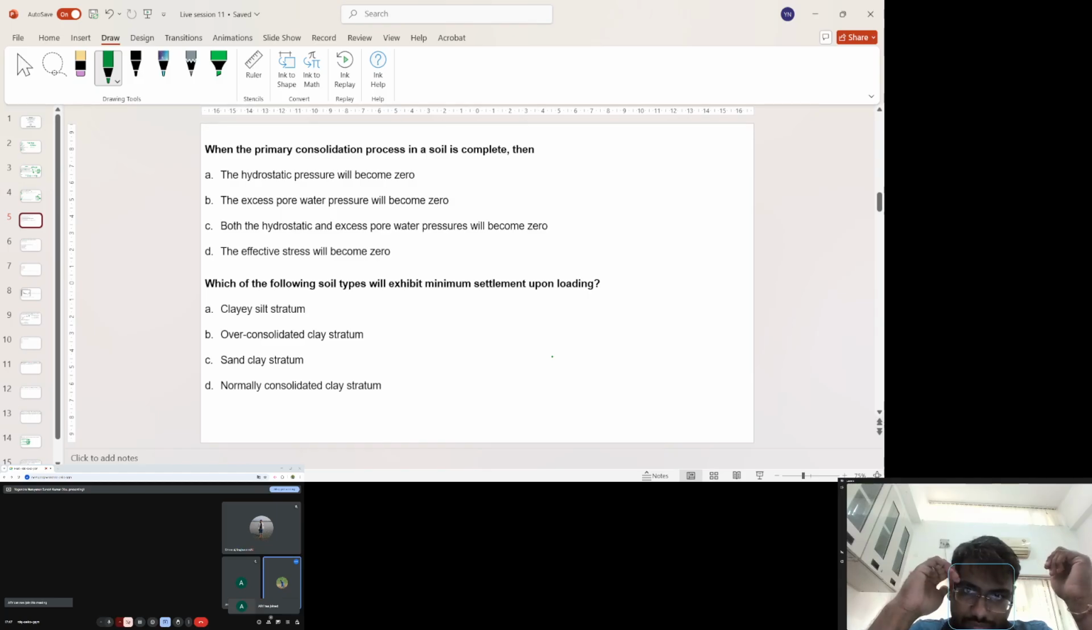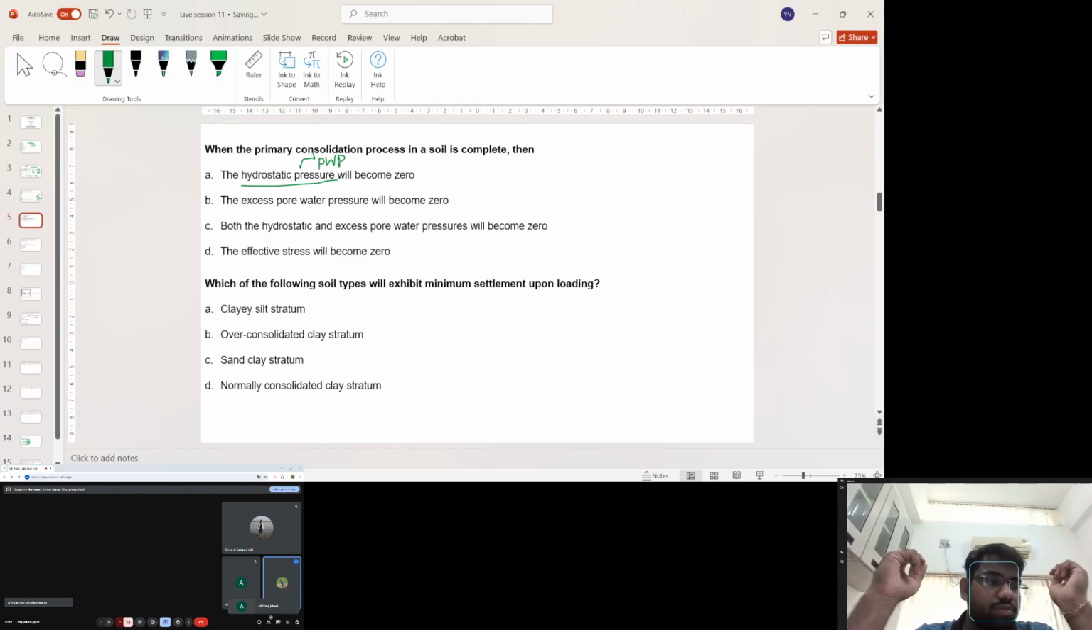Sir, excess pore water pressure will become zero. Yeah, B. Now let us go by options. So obviously, the answer you gave was right. Here hydrostatic pressure is indirectly the pore water pressure. Hydrostatic pressure is also called pore water pressure.